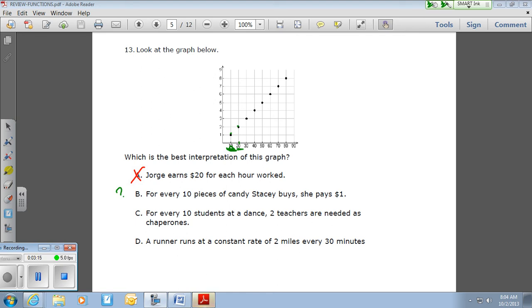Letter C says for every 10 students at a dance, 2 teachers are needed. But the graph here says for every 10, there's only 1 needed. So that's not going to be it either. And then letter D, a runner runs at a constant rate of 2 miles every 30 minutes. So if I went to 30 minutes, that says 3, not 2. That doesn't match.